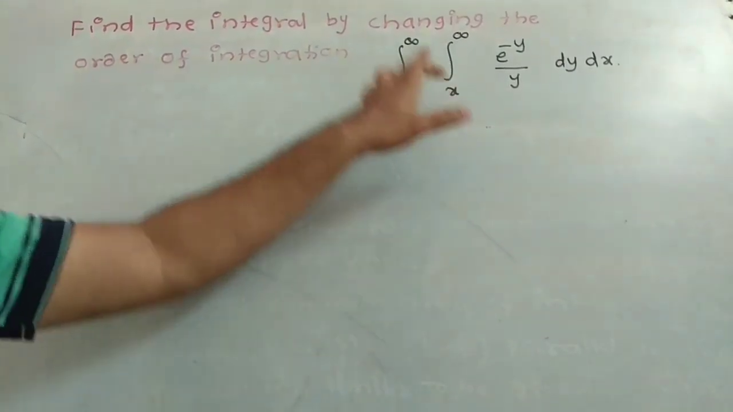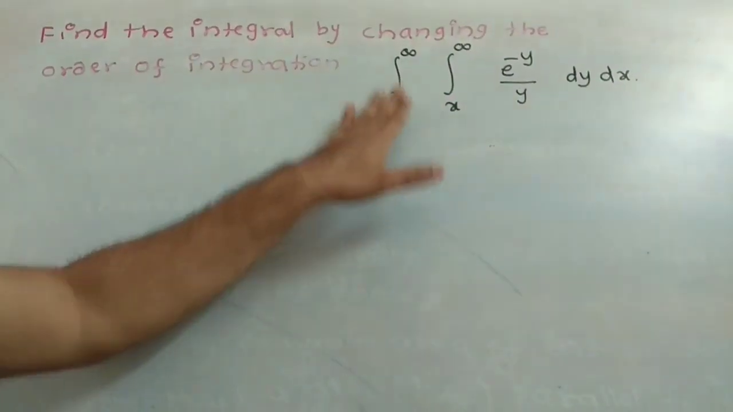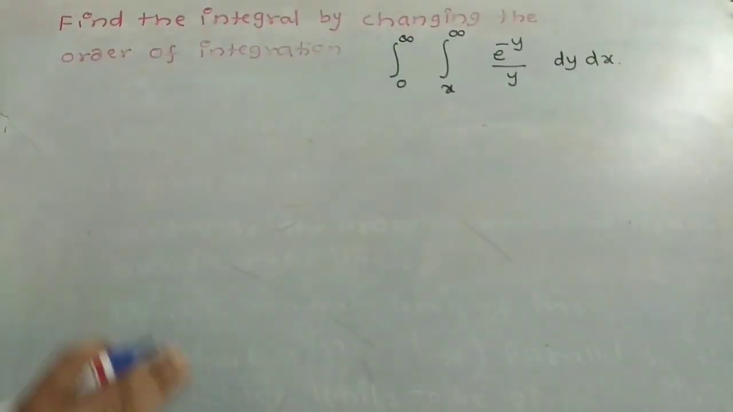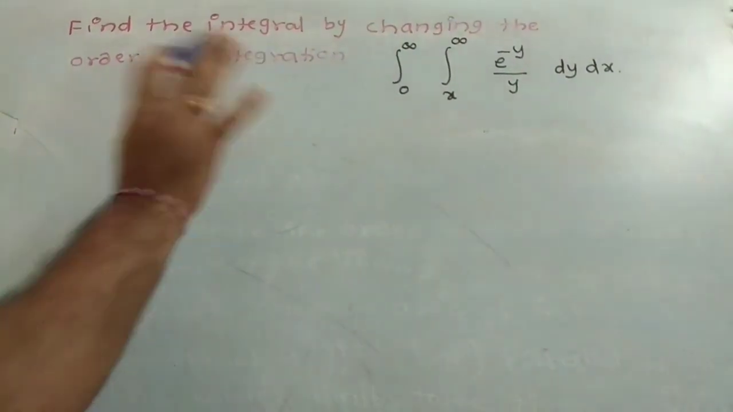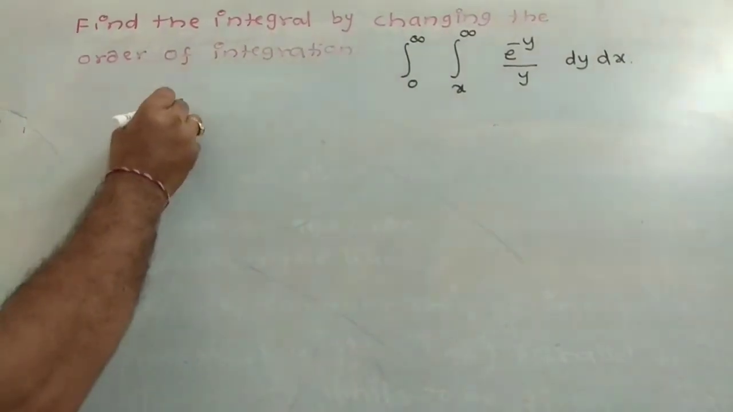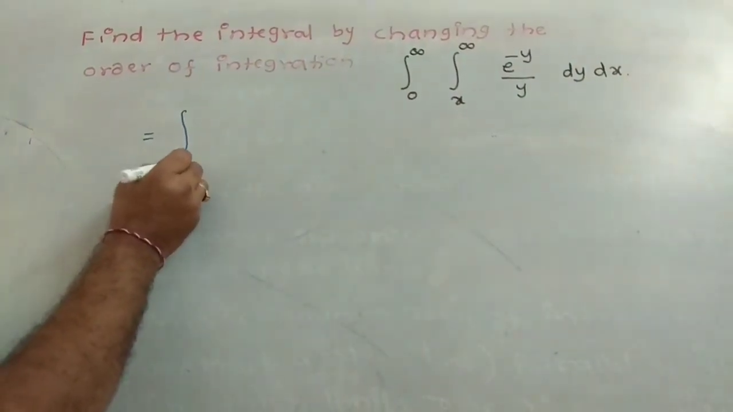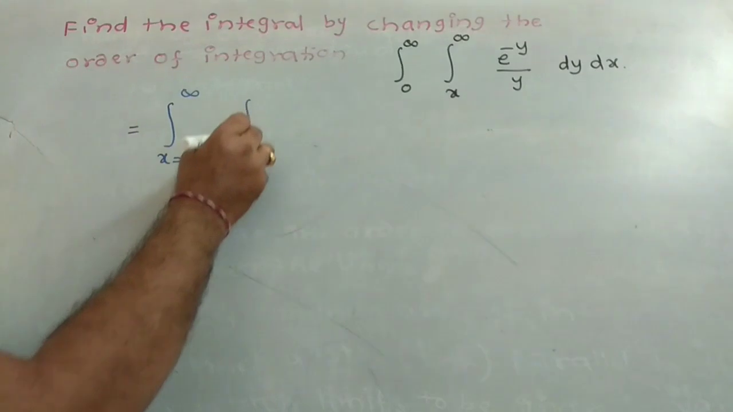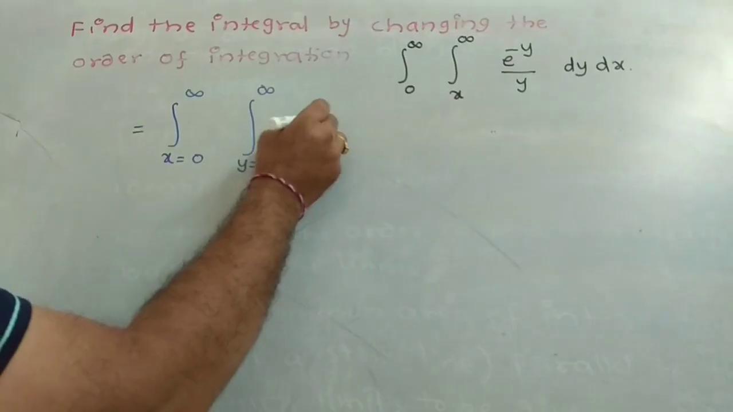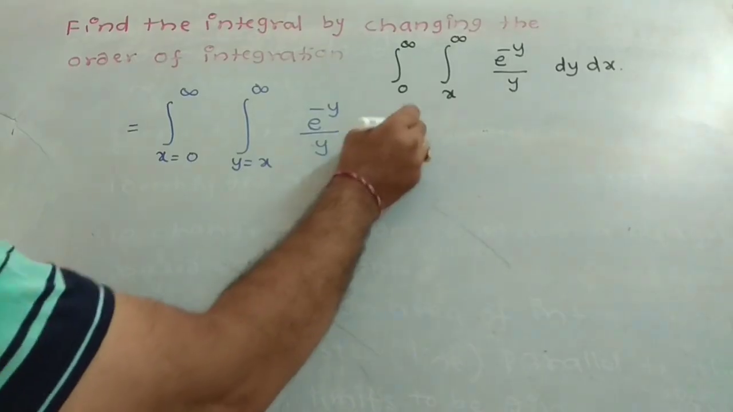But when you do the change of order of the integration, don't consider this one. First you look only at the given integrals here. So I am writing corresponding to the given problem. First I am identifying the integrals. This is equal to the first integral. What about the first integral? X or y integral? It is the x integral, so the limits are 0 to infinity. The second one is the y integral. It is x to infinity, and the integrand is e power minus y divided by y, dy dx.